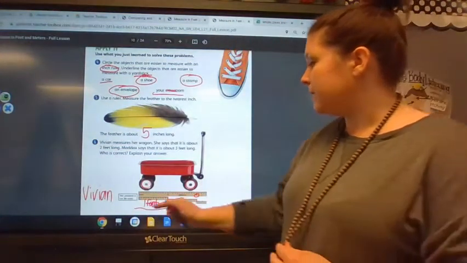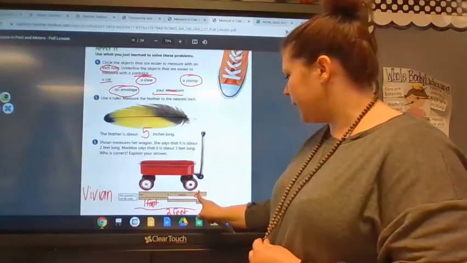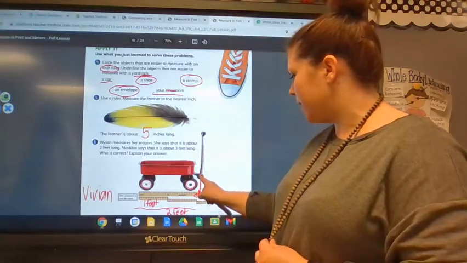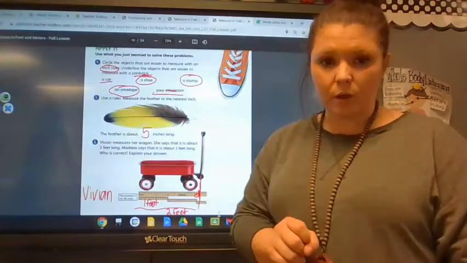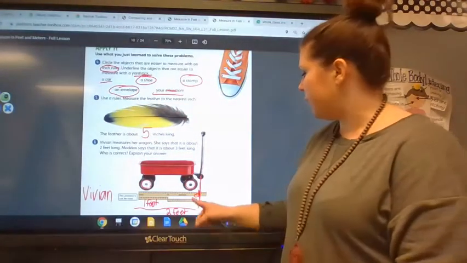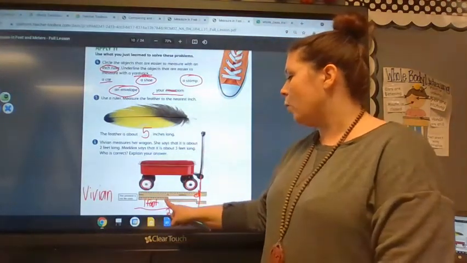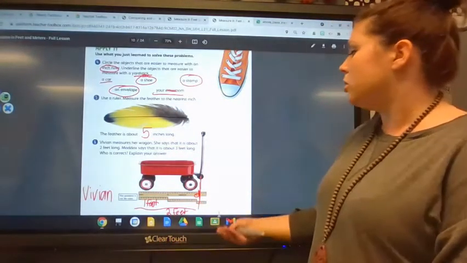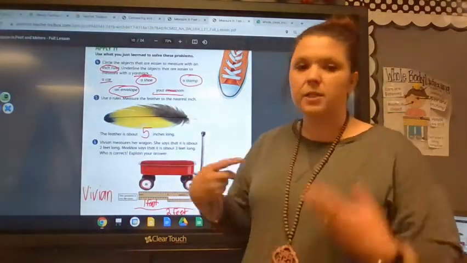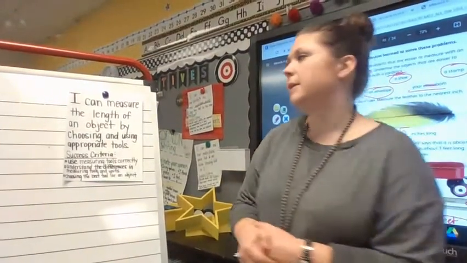Vivian is correct because if we look, this wagon is right here, about right here is where the handle is. And so that would be 2 rulers. And remember, each ruler is 1 foot. Even though we can't read the exact amount of inches on here, I know that 1 ruler holds 12 inches, so 2 rulers hold 24 inches. So 24 inches is about 2 feet. So Vivian is correct.